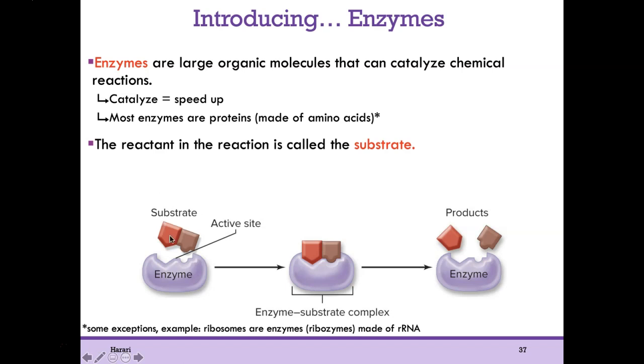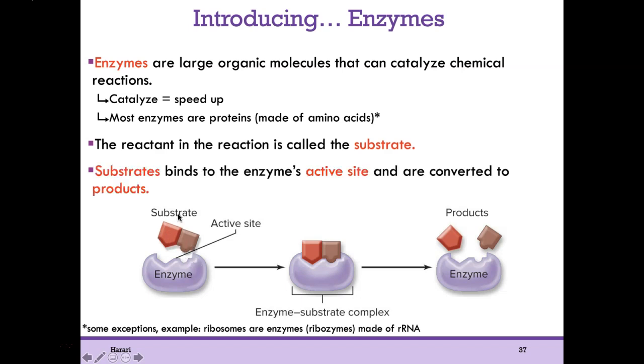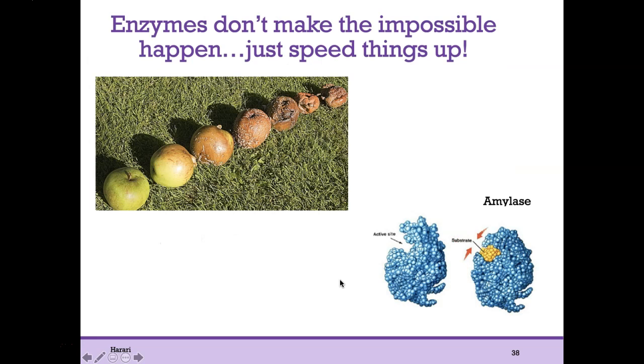The reactant, or the starting material in an enzymatic reaction, is called the substrate. So the substrate binds to the enzyme's active site. The active site is a location that's very specific on the enzyme that can only recognize one substrate. And at the active site, the substrate is converted into products. Right? So again, enzymes are very specific. The substrate fits like puzzle pieces into the active site. And then once the reaction occurs, the enzyme will release the products. And the reaction does not consume the enzyme at all. So the enzyme is reusable.